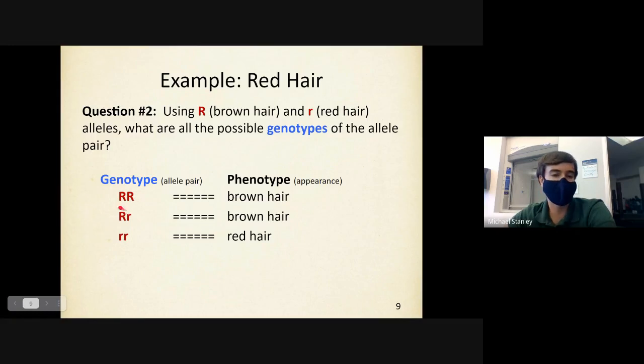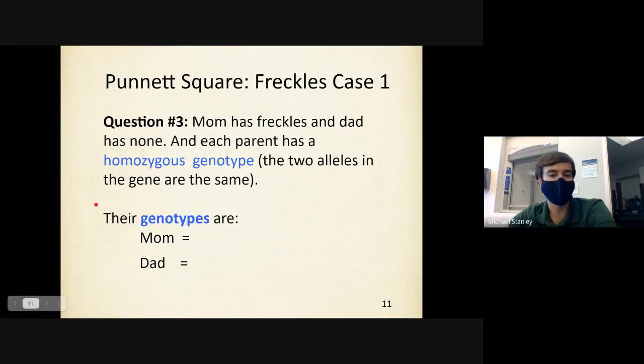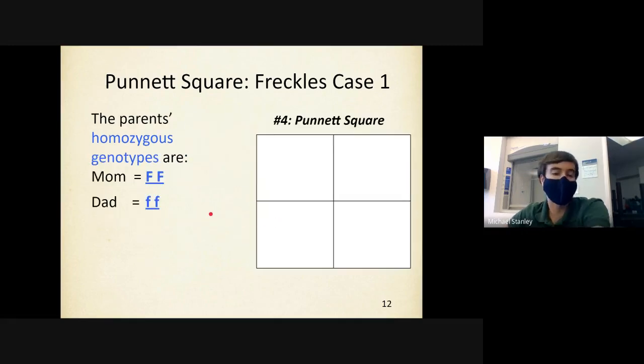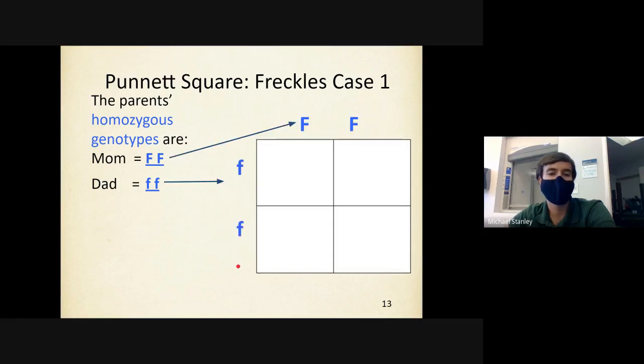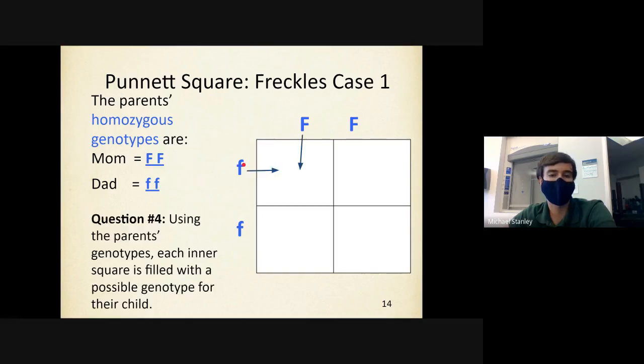So homozygous means that you have 2 of the same allele. So the mom is freckles homozygous, and the dad is no freckles homozygous. So the mom is big F, dad is little f. In order to make a Punnett square, you put one parent's genotype across the top and one parent's genotype down the side. In this case, we'll put the mom's across the top and the dad's down the side.